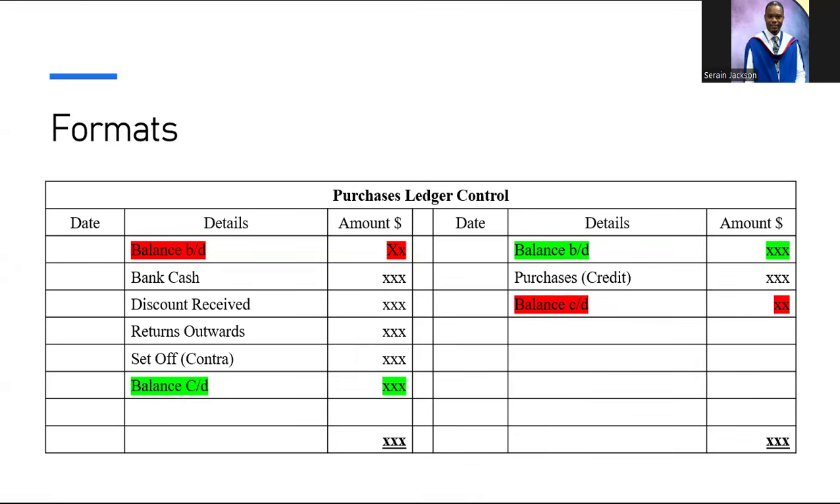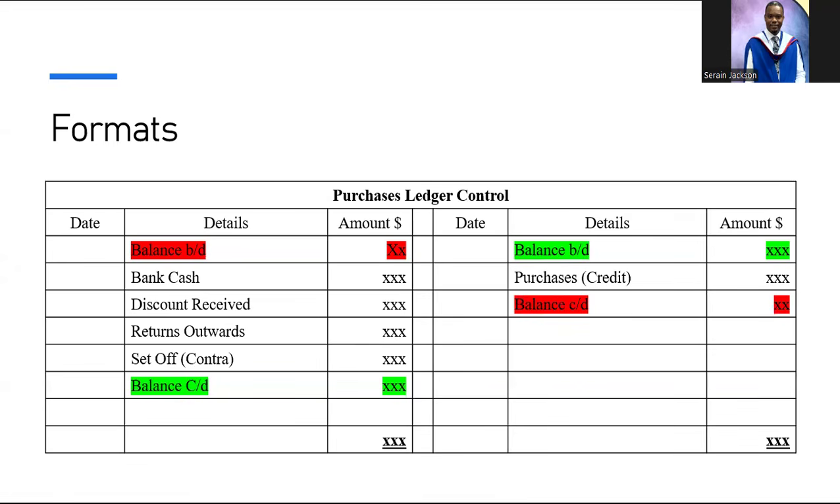The purchases ledger control is not as complex as the sales ledger control, because it doesn't have so many items. The same principle would apply. The purchases ledger control is a liabilities account, or a creditors account, which means that it carries a credit balance. So the balance brought down would normally be on the credit side, and the balance carried down would normally be on the debit side, as indicated by the green highlights. The red highlights are the opposite, and it's the same reason. Maybe your creditors owe you money, and so that is why you'll have a debit balance brought down and a credit balance carried down.